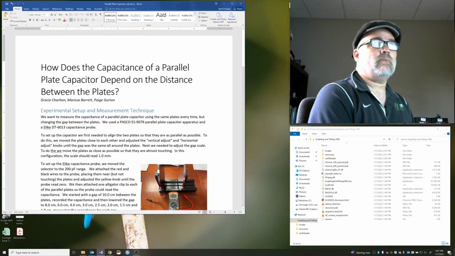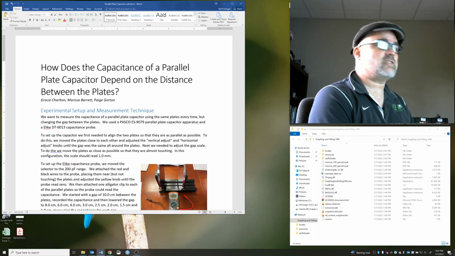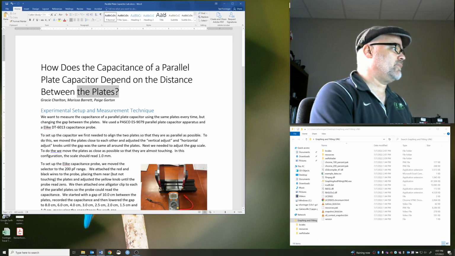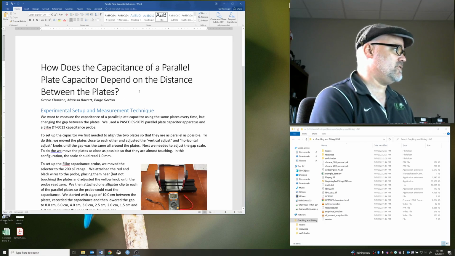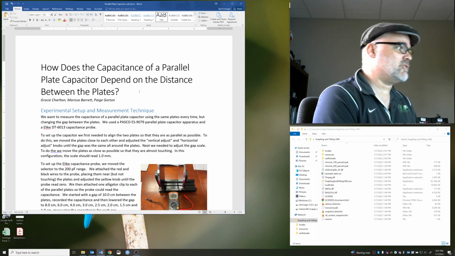So this lab, we measured the capacitance of a parallel plate capacitor and checked the capacitance at different distances, different gaps between the plates. So I like to title my labs like this: How does the capacitance of a parallel plate capacitor depend on the distance between the plates? It's sort of asking a question that can be answered by making a graph.